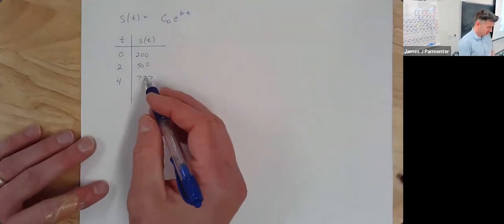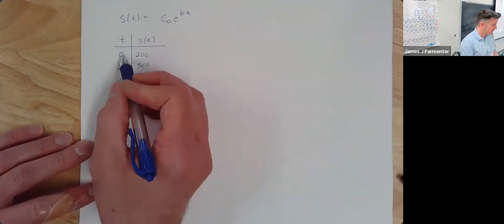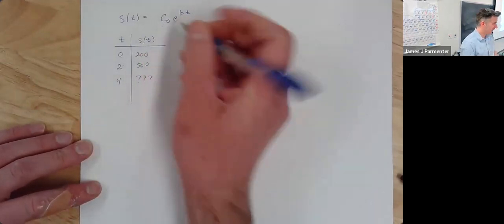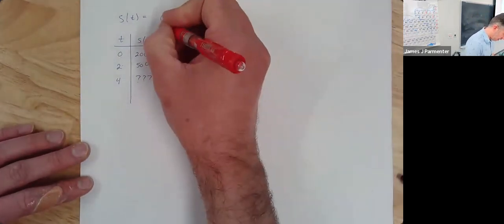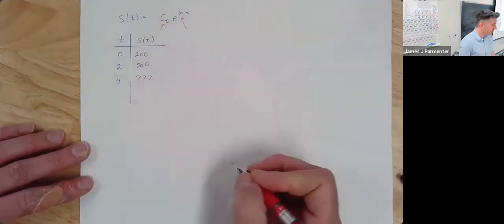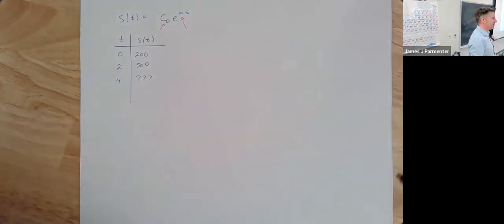So I'm going to use these two pieces of information to find c naught and k, because that's what we have to do before we can answer this question. So I want to find both of those. c naught is always going to be the amount you have at time 0. The only reason you wouldn't know c naught right off the bat is if they didn't tell you how much you had to start with, which sometimes they will do in the problem.